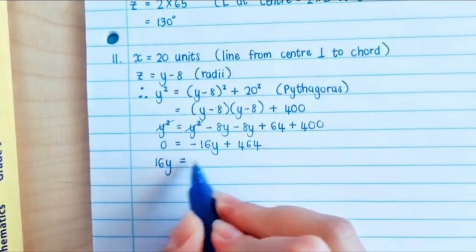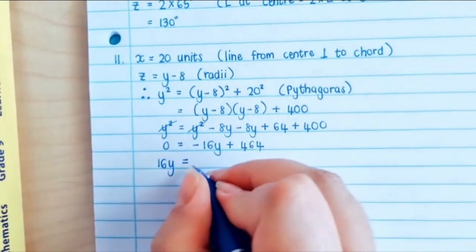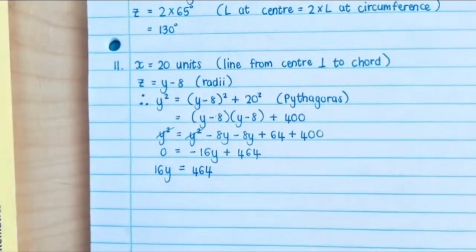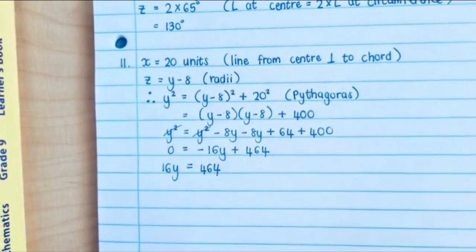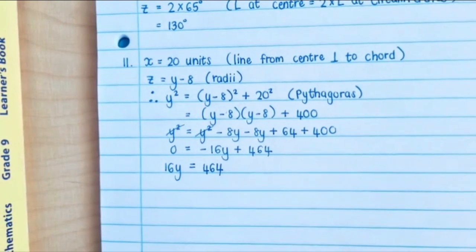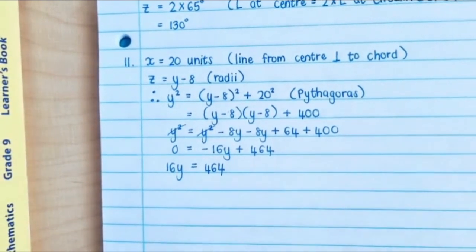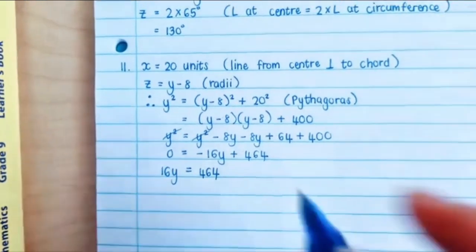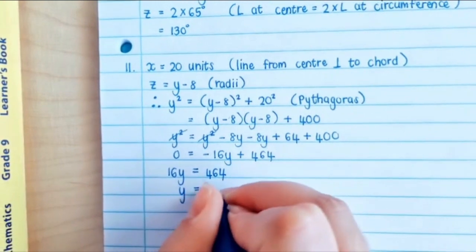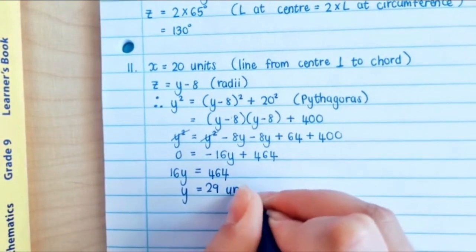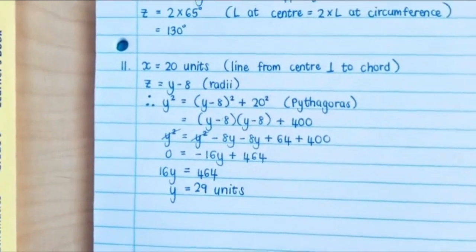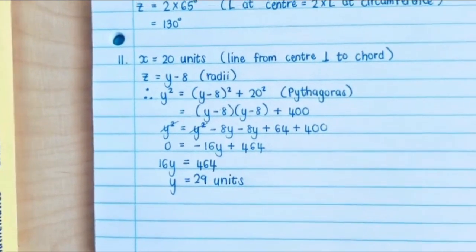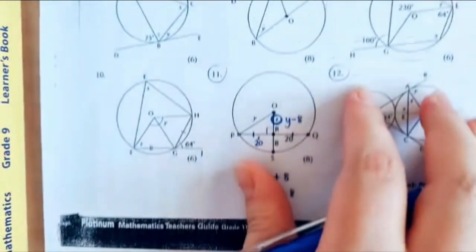Alright, so this moves and it becomes positive 16y, and that is equal to 464. Alright. And now, guys, we need to just divide by 16. Now, I must admit, I'm not sure what that is off by heart. So let me just quickly work that out. 464 divided by 16 is 29. So y is in fact 29 units. All right. Okay, so now we found y. Y is 29.